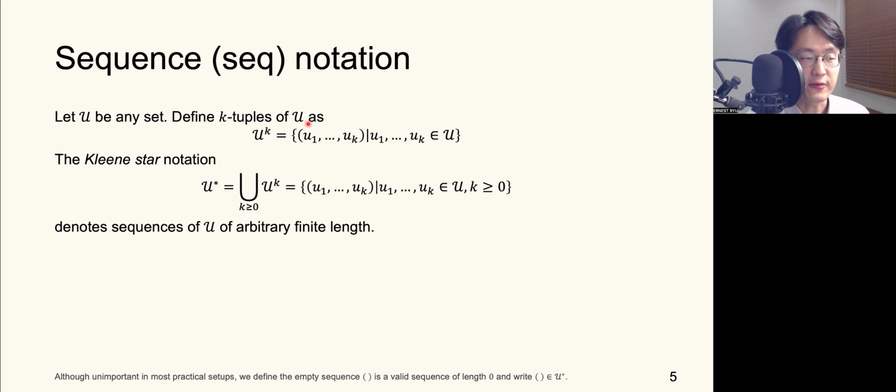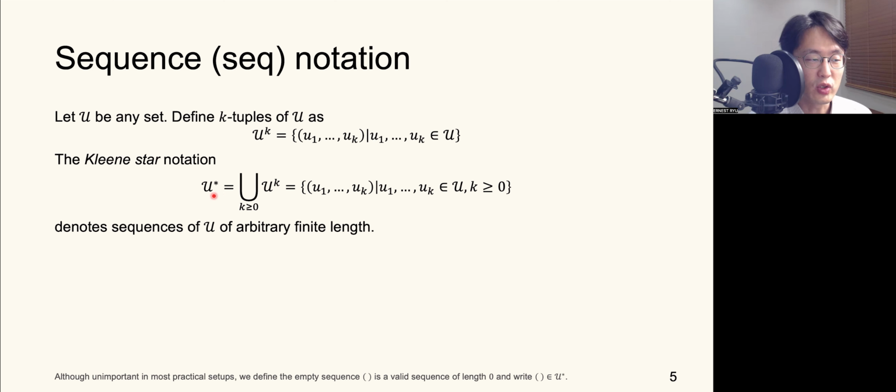So for the sake of specificity, you can think of U as the set of, let's say, letters within the alphabet or words within a dictionary. So if you have a K-tuple of letters, then you have a sequence of letters of length K. And if you have a K-tuple of words, then you have a sequence of K words. The Kleene star notation looks like this.